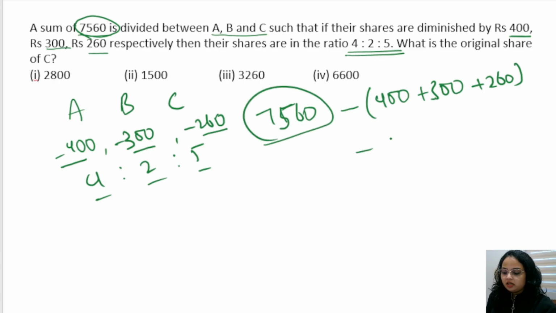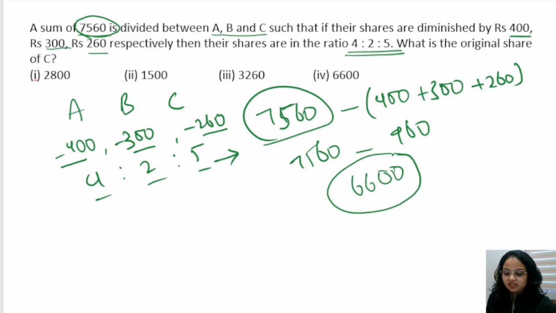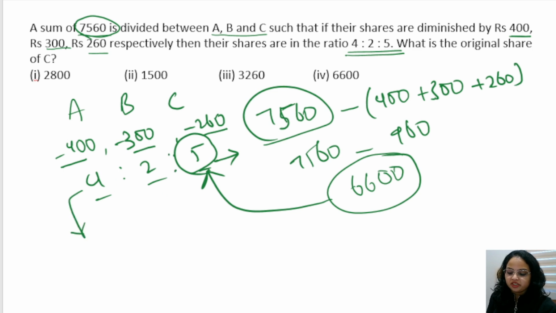It is 7560 minus 960, which is 6600, and 6600 is being divided in these ratios. So what is the amount that C got? What is the total number of units? It is 4 plus 2, 6 plus 5, 11. So 11 units is equal to 6600. So 1 unit is equal to 600.